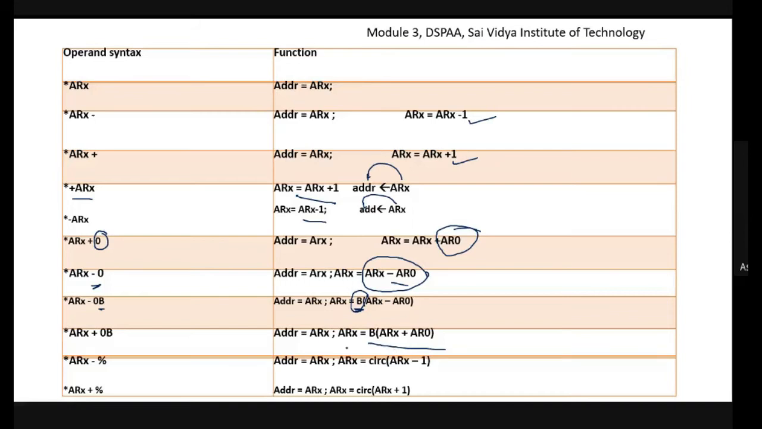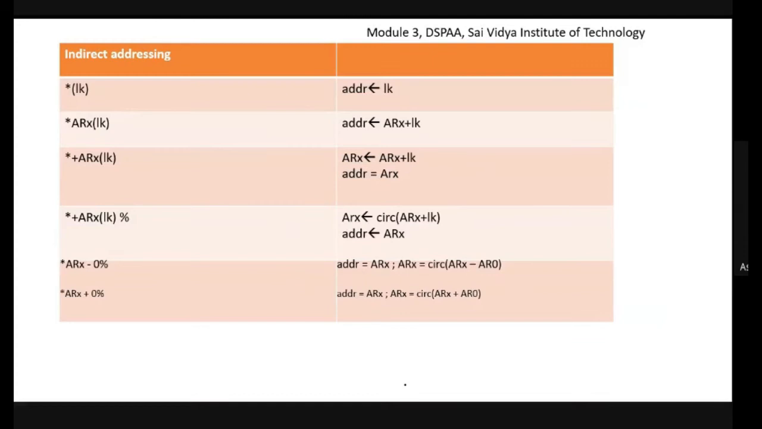The symbol B specifies reverse carry subtraction here, and reverse carry add operation there. Coming to the percentage symbol, whenever the percentage symbol is there in the instruction, it is circular addressing. Here, since only minus is there, 1 will be subtracted from ARx, and then circular addressing will be calculated. Then here also it is *ARx+%. So address is equal to ARx, and ARx is equal to circular of ARx plus 1. Then we have the immediate number LK. So address is equal to ARx plus LK, written as *ARx(lk).